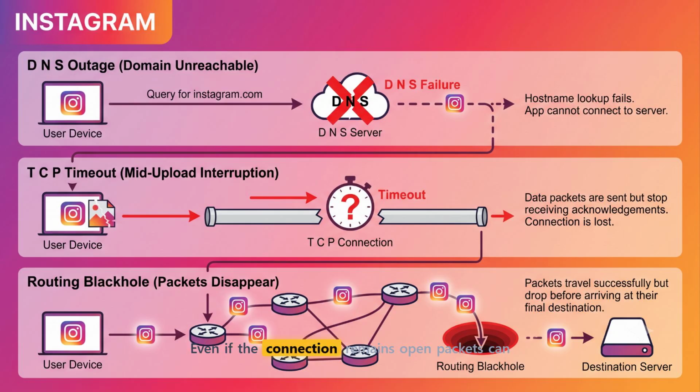Even if the connection remains open, packets can still vanish entirely due to a routing black hole. In this third scenario, the data packets travel successfully out of the local network and across several routers, but then encounter a misconfigured core network node. Instead of being forwarded to the destination server, the packets are silently dropped and disappear into a void, meaning they never arrive at the final data center.